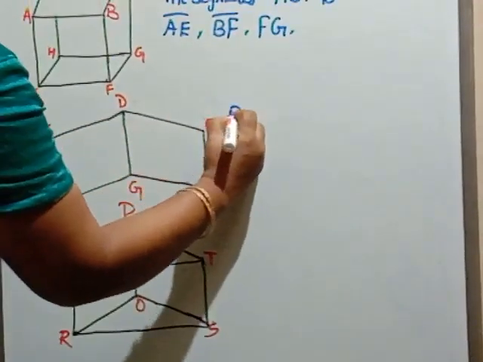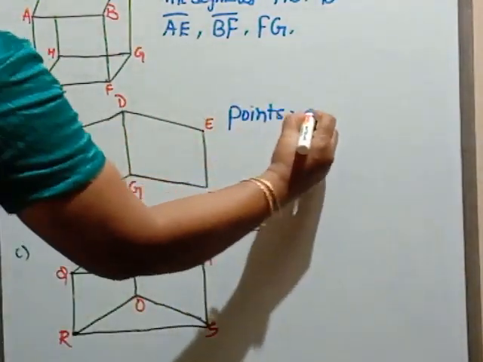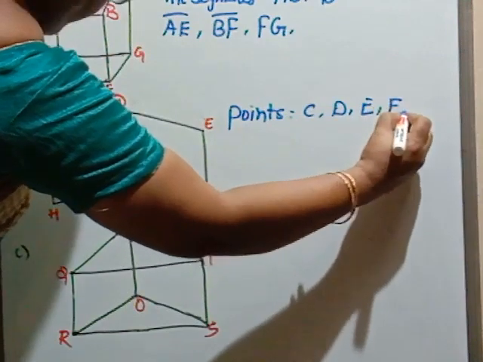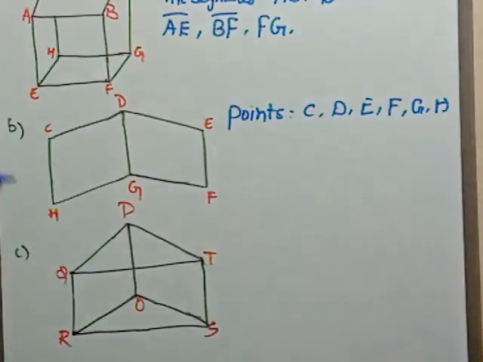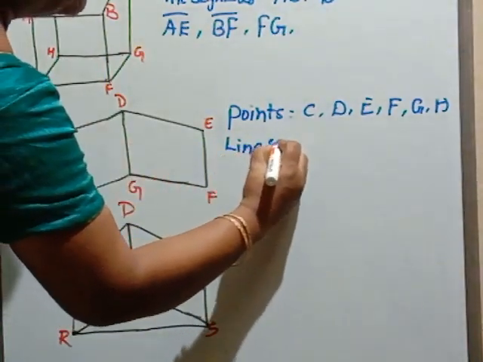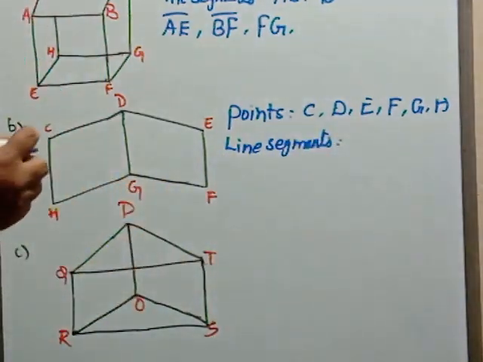Now, in this, what all points are there? C, D, E, F, G and H are there. Here, what are the line segments? Can you tell? What are all the line segments? You can find out from the figure.